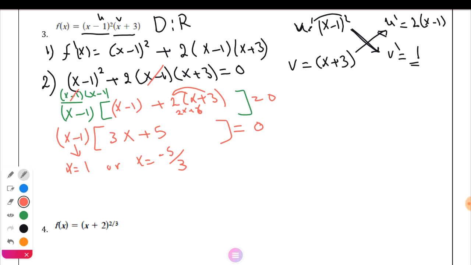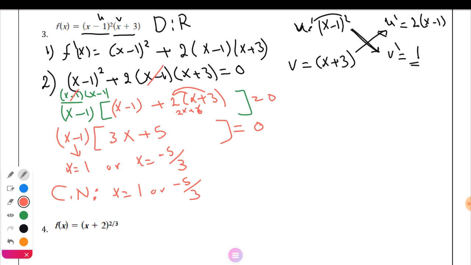Yes, so in this case critical numbers, before we said, have to be in the domain. x equals 1 or negative 5 over 3. Okay, that is the first part. The second part, how to find the interval.